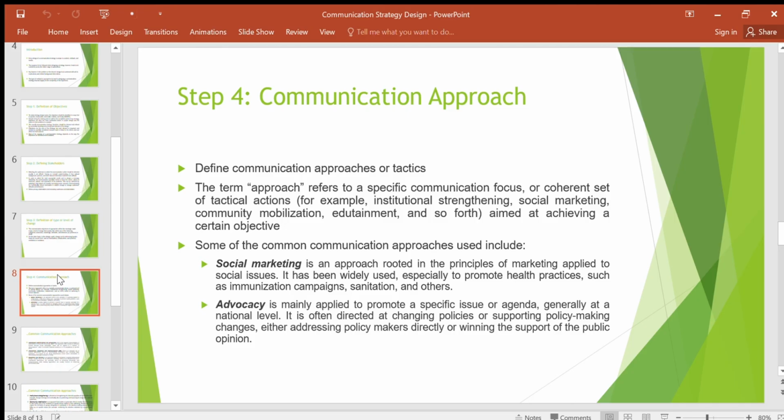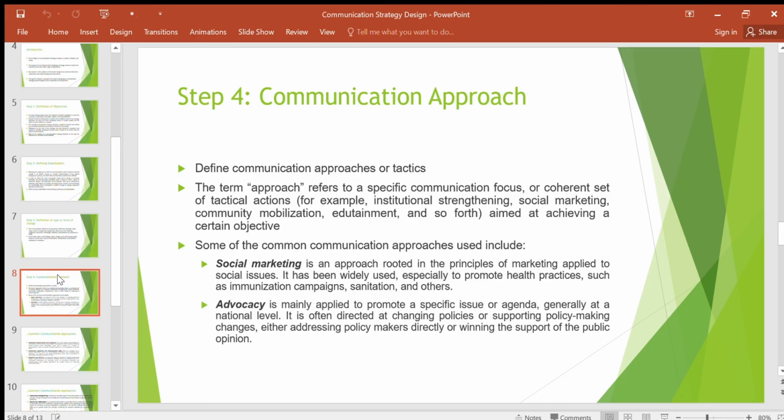Some of the common communication approaches we've listed: there is social marketing, community mobilization, edutainment, advocacy. We'll just look at some. Maybe for advocacy, it is mainly applied to promote a specific issue or agenda, generally at a national level. Like maybe they're advocating for tree planting. We all know this saying that goes, you cut one tree, you plant two more. That is what is called advocacy.